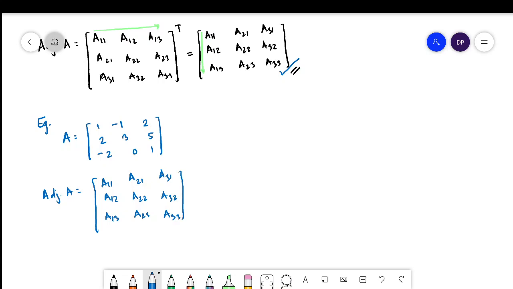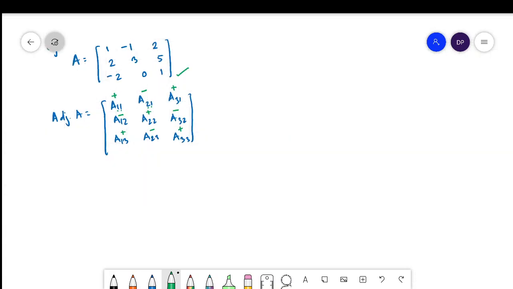In this case, I forgot to mention one thing. You have to know the signs of each of these elements beforehand. If the sum of the row and column numbers is even, then the sign is positive. If the sum is odd, then the sign is negative. We have to take alternating signs. So this is positive, this is negative, this is positive, negative, positive, negative, positive. Now, let's find the adjoint of this given matrix.